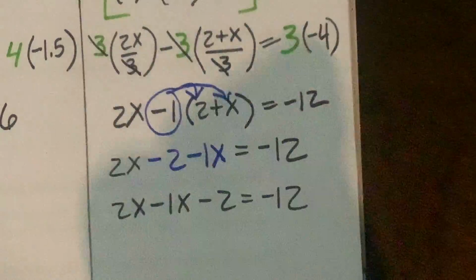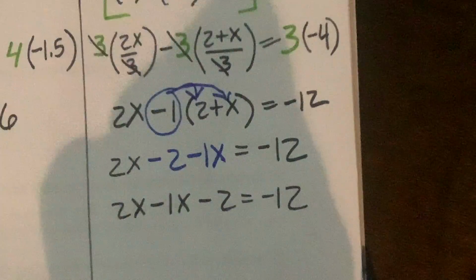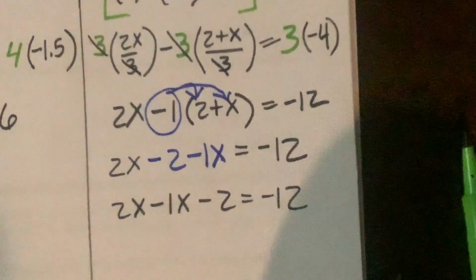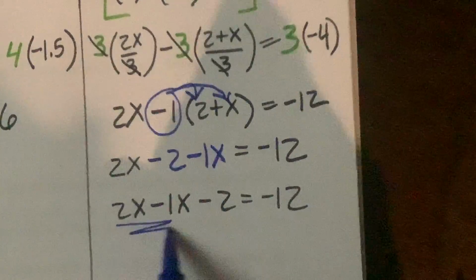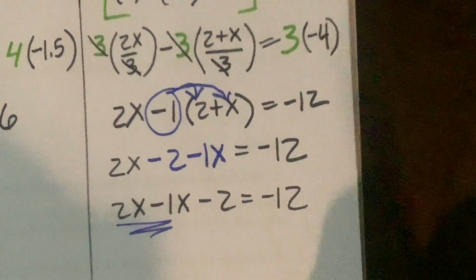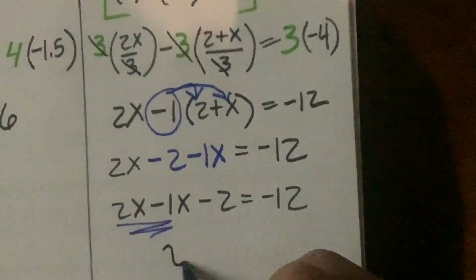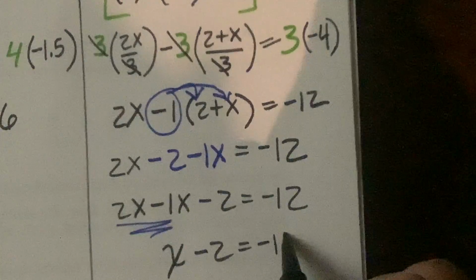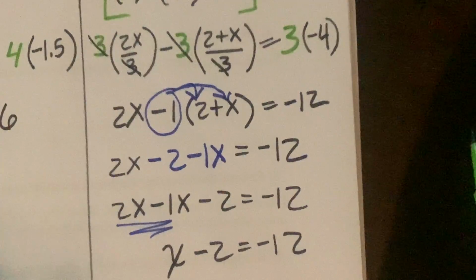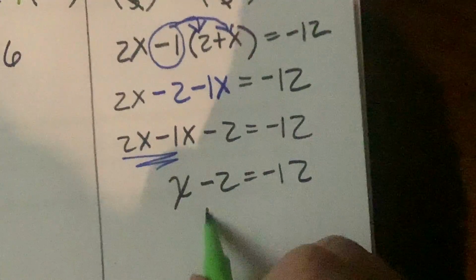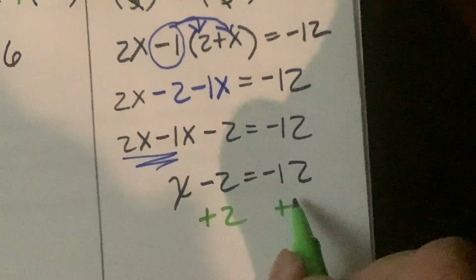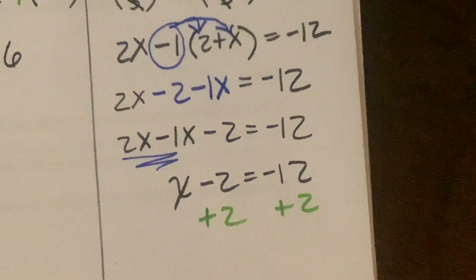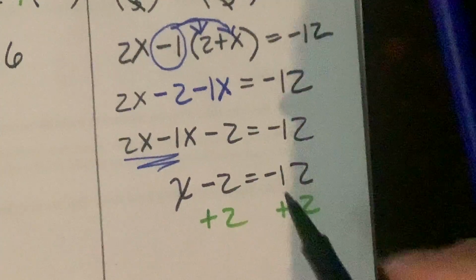Okay, well, let's look at this. What am I doing here? Oh, blue. 2x minus 1x is just x. Well, it's 1x, but you know. Minus 2 equals negative 12. I'm going to add 2 on both sides. Plus 2, and I get x equals negative 10.